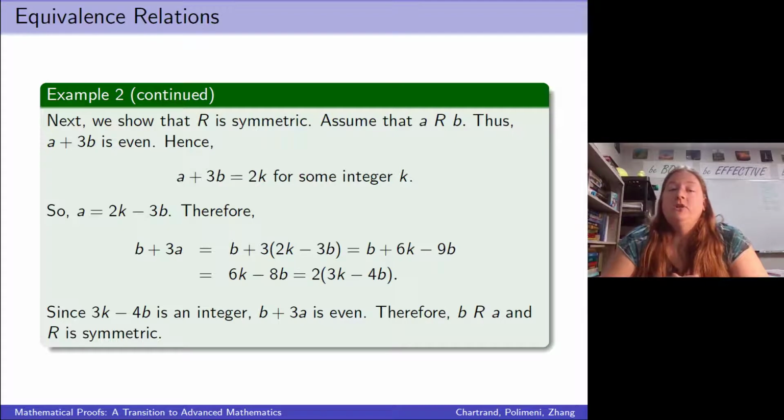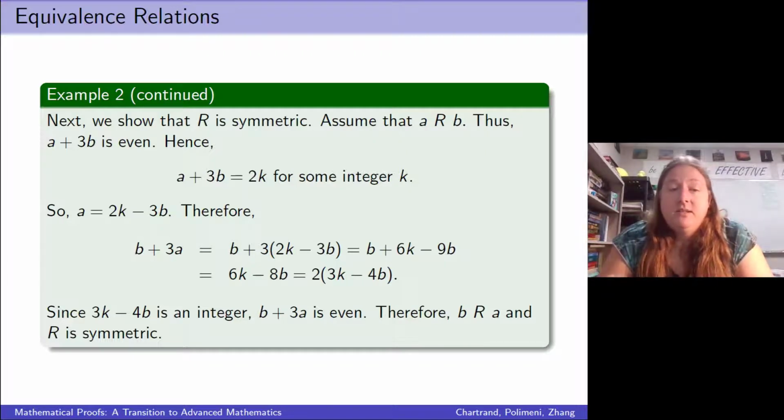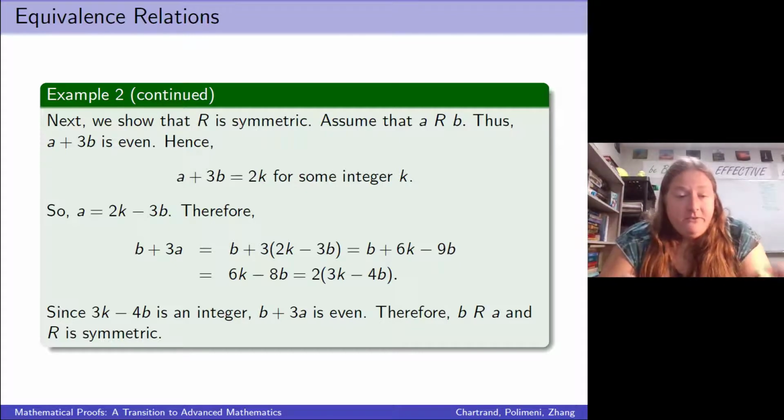Now to check symmetric, we need to assume that a is related to b. That means that a plus 3b is even. So we have a plus 3b equals 2k for some integer k. And we can solve that for a and find that a equals 2k minus 3b. Now remember what we're trying to show is that b is related to a. So really that b plus 3 times a is even as well. So we've solved for a.